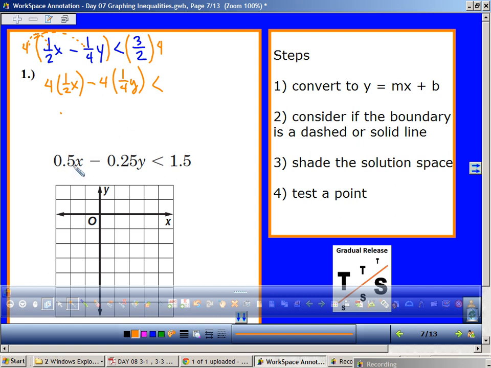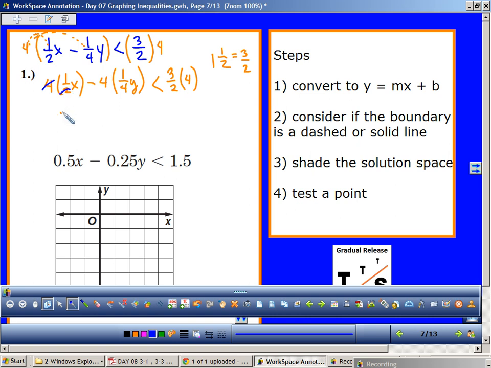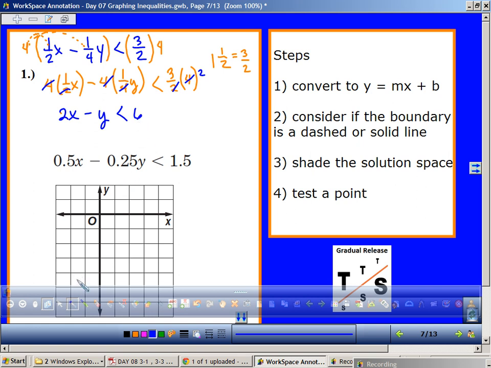Think of money. 50 cents, right, is half a dollar. 25 cents is a quarter of a dollar. And 1.5 is $1.50. So 1.5, 2 times 1 is 2, plus 1 is 3/2. Good question. You're probably not the only one that had it. So that goes away and I have 2x. That goes away and I have negative y. And that goes away and I have 6. I'll let you guys work from there and then I'll show you what I got.